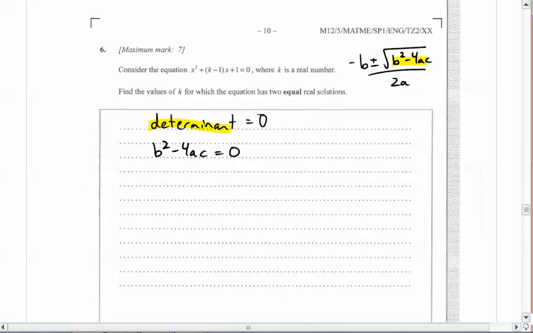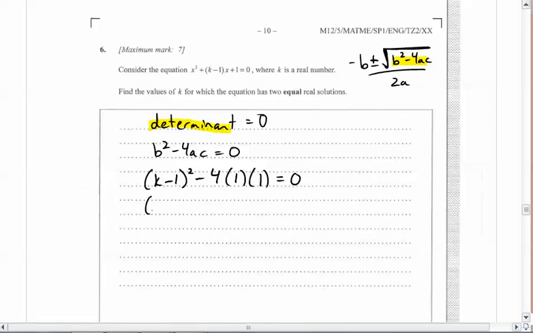Because then when I take the square root, I get no answers. So I don't have any positive or minus. And my one single root would end up being this part right here. Otherwise, I'm going to get 2 possible answers. So when I plug in b as k minus 1, a is 1 and c is 1, I want that to equal 0.